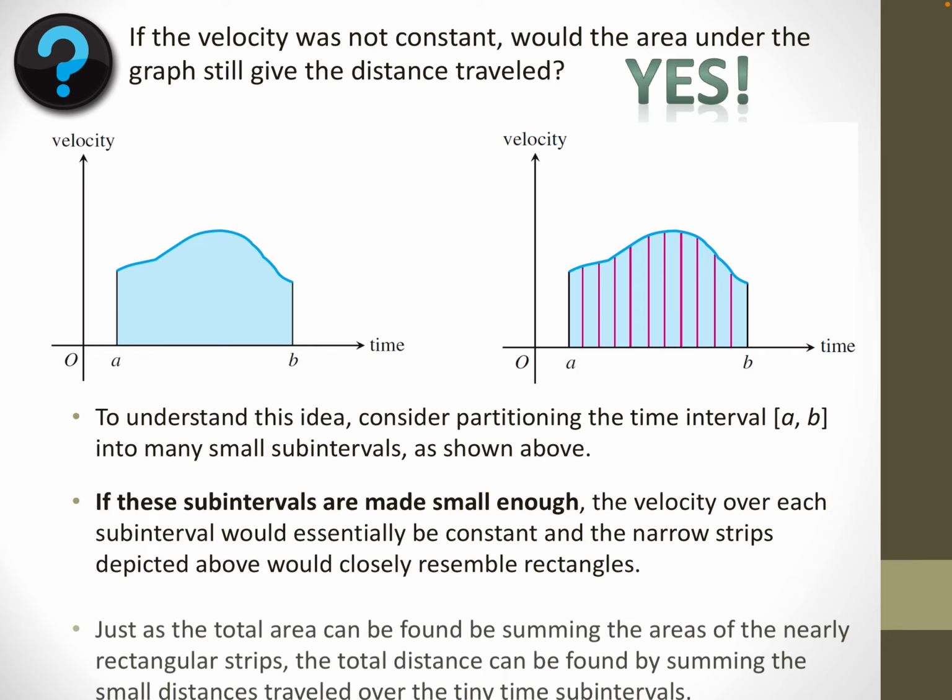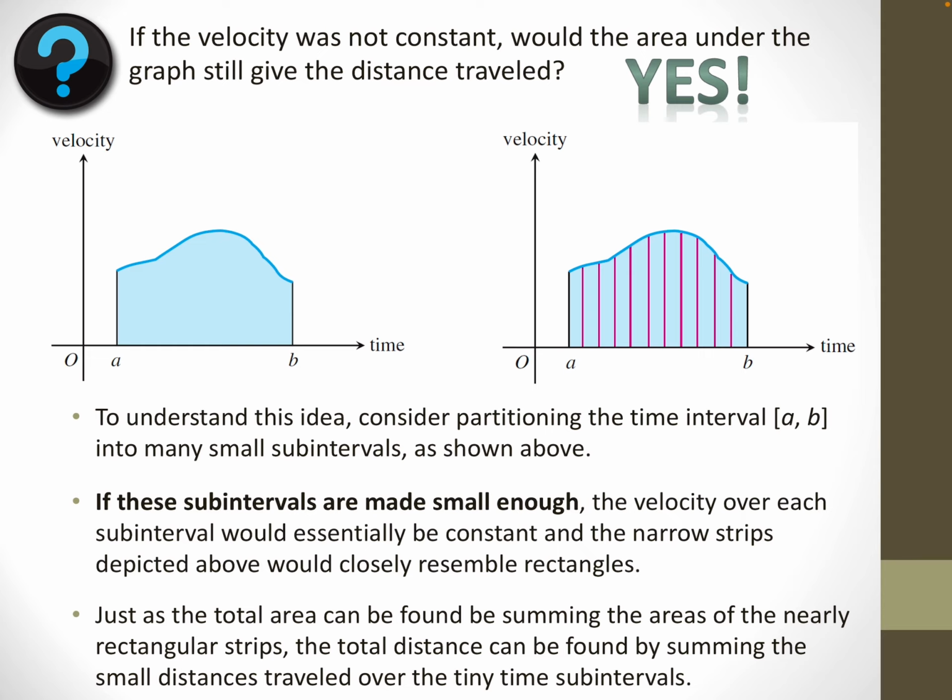So just as the total area can be found by summing the areas of those rectangular strips, the total distance can be found by summing the small distance traveled over the tiny time subintervals. So each of those little rectangles, or close to rectangles, will be a little area that we'll calculate. But each of those little areas is a little distance traveled, so we can add up all the little distances and get the total distance traveled by finding the total area under the curve.